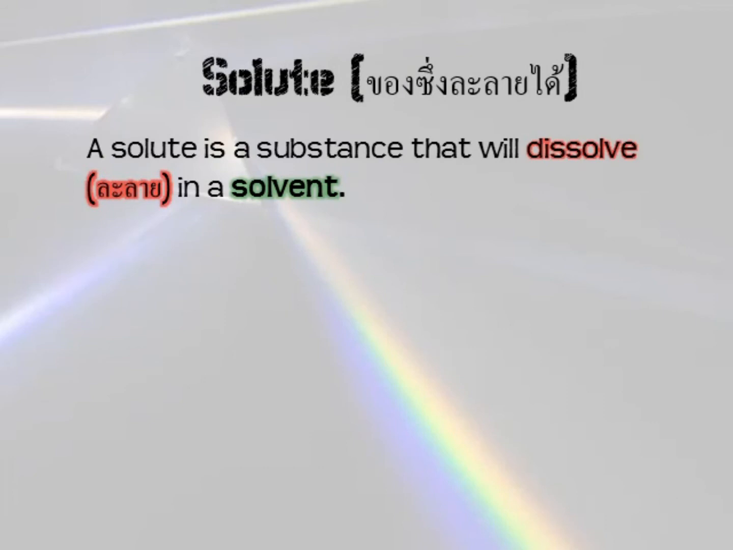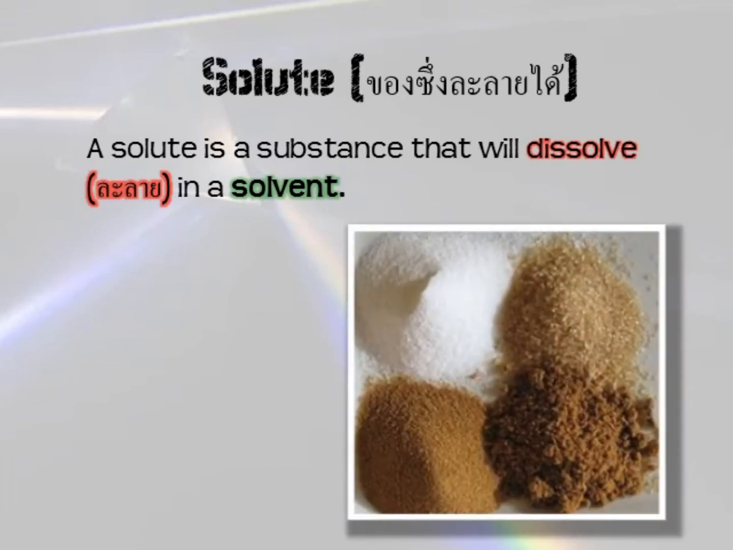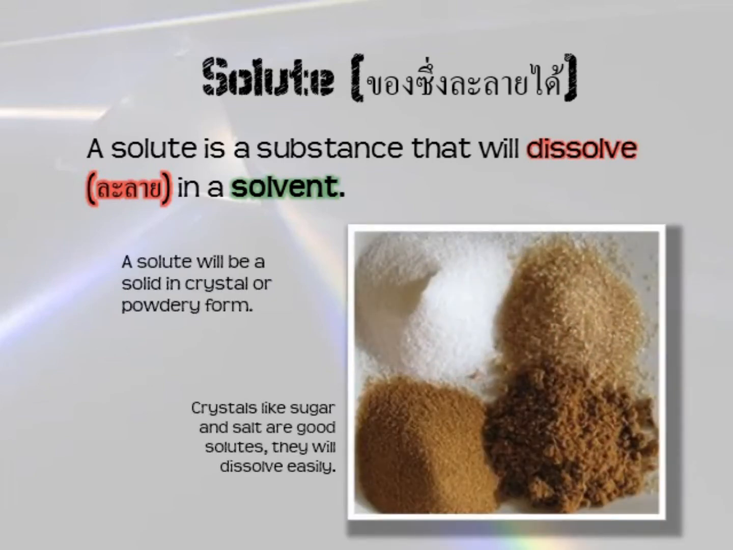Okay, so the next three words go together. And the first one is solute. A solute is a substance that will dissolve in a solvent. So here are some very famous solutes. These are sugar. And sugar dissolves very well. A solute will be a solid in a crystal or a powder form. So crystals like sugar and salt are good solutes that will dissolve easily. But anything that will dissolve in any liquid is a solute.